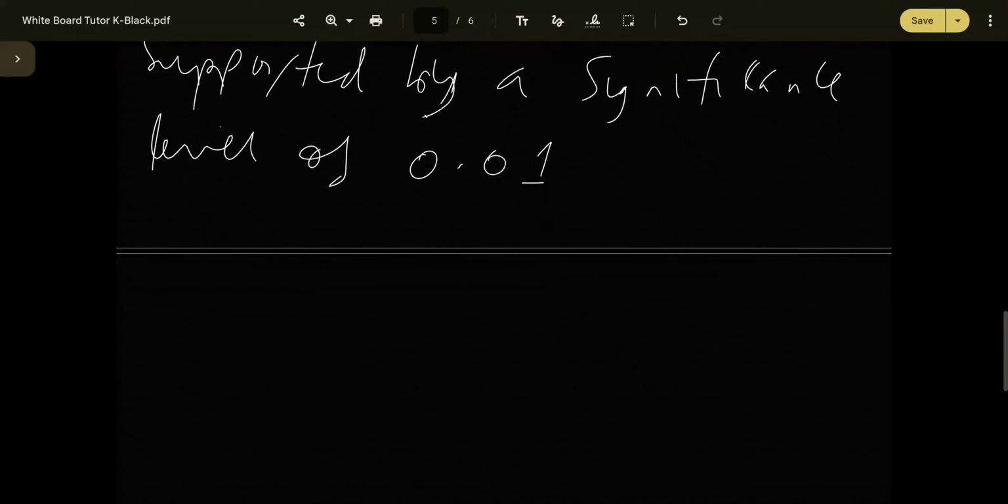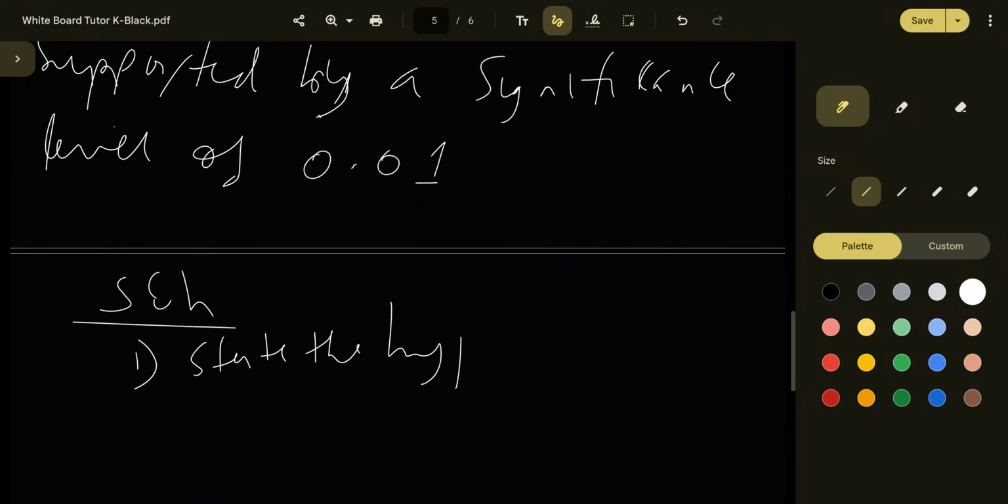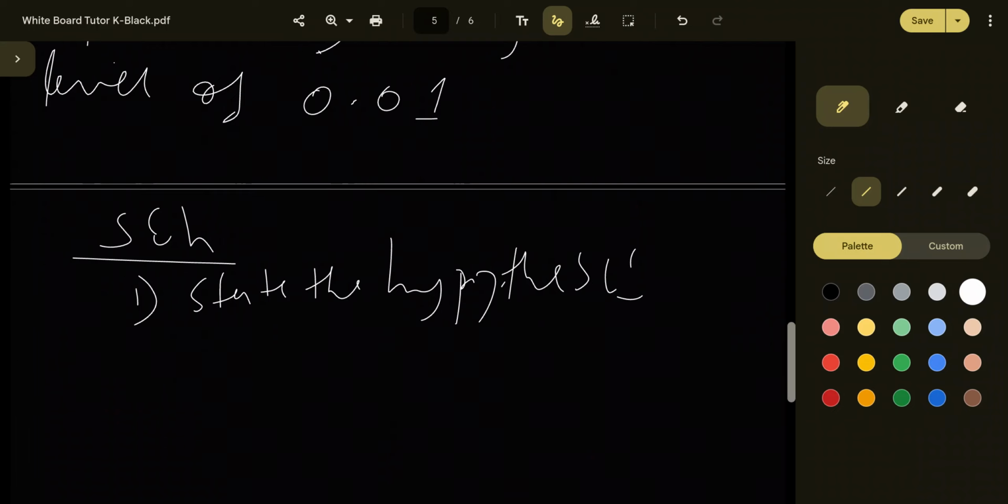Okay, so the first thing that you do, obviously, you have to state the hypothesis that has been given. So let's say the solution for this, you state the hypothesis. Okay, so now what is the hypothesis?